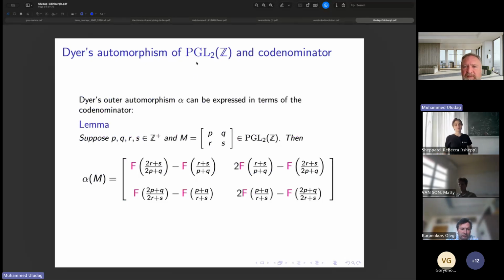Well, perhaps this is not very important, but in fact we can express Dyer's automorphism alpha in terms of the codenominator as well.